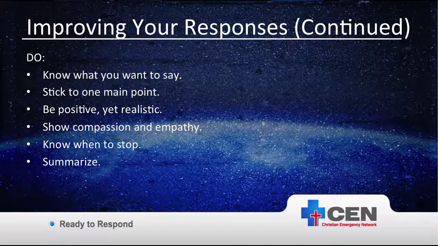And be sure that you show compassion and empathy when you are communicating with the media, given any particular circumstance or situation. And this is really important too. Know when to stop. Stop talking when you've made your point. Don't speculate, and don't feel that you have to fill empty airspace. And whenever possible, summarize your key points at the end of an interview.